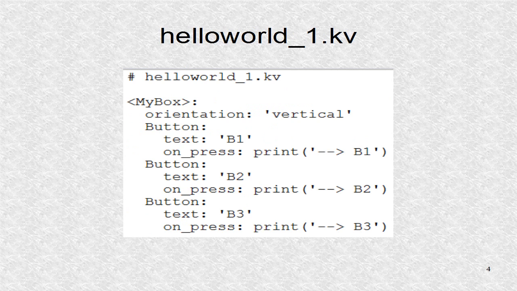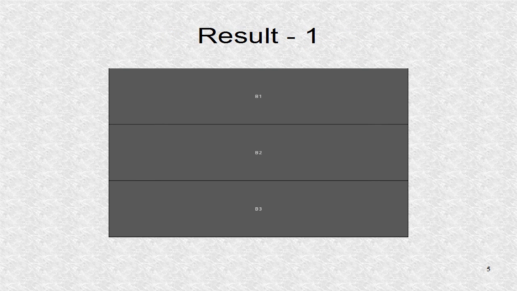This is the first Kivy file, and it is similar to that in the previous example. However, the orientation now is vertical. It results in 3 buttons arranged vertically, taking the entire space of the layout. Since we didn't specify otherwise, each button is the same size.